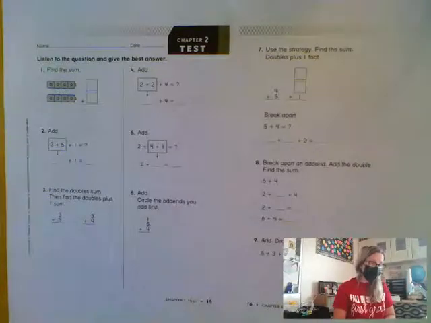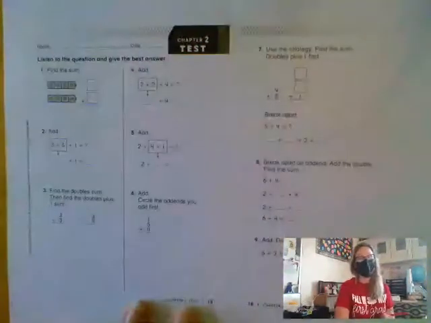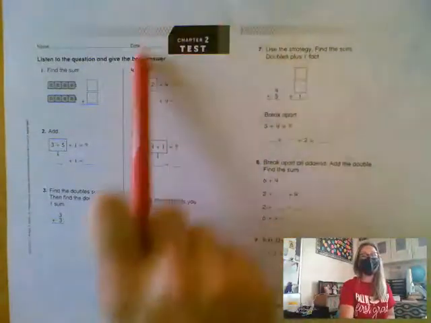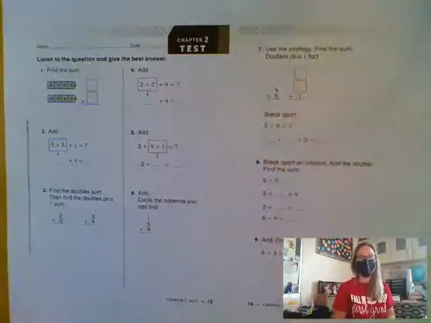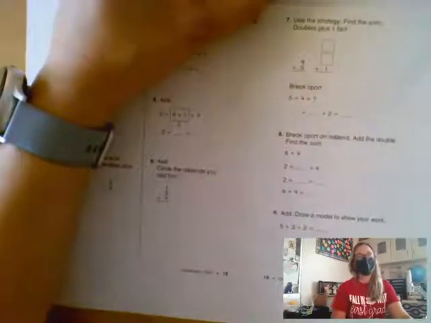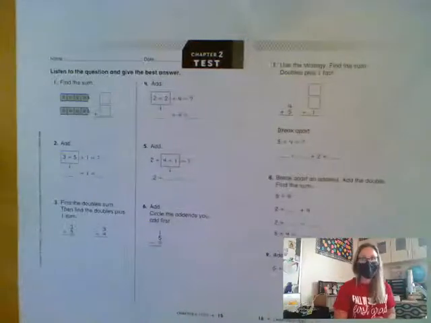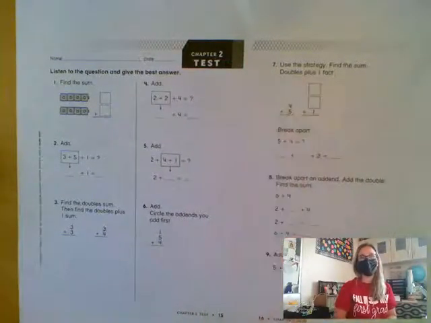So we are going to start on the side of the test that says Chapter 2 test at the top. If you don't see that box at the top, you're on the wrong side. And down at the bottom of that side, it says 15 and 16. If you don't see 15 and 16 at the bottom, you're on the wrong side. So make sure you're looking at the side of the test that says Chapter 2 test.